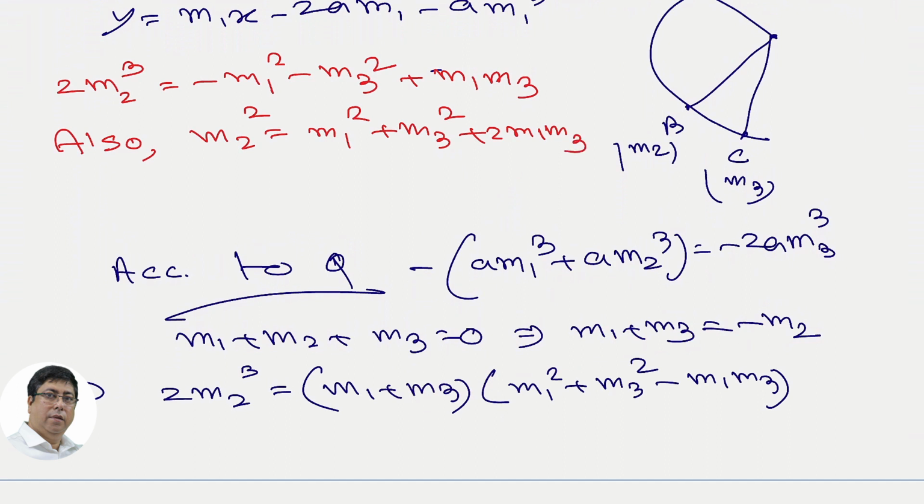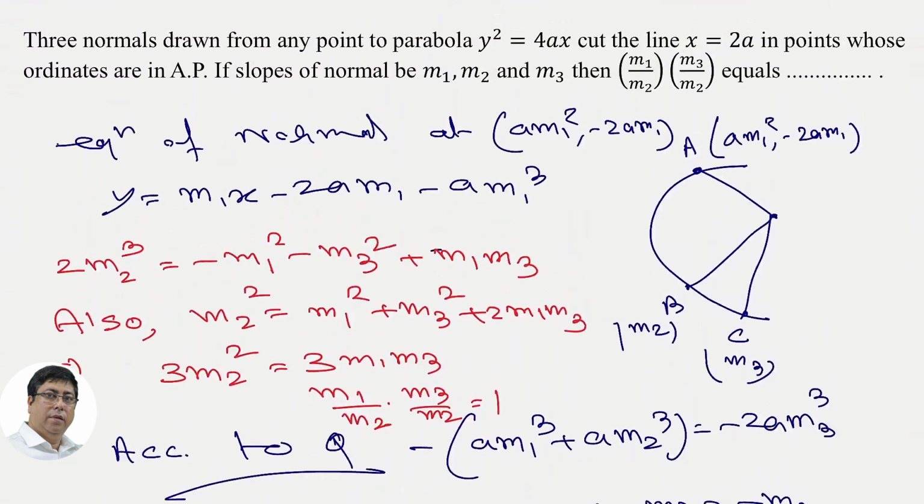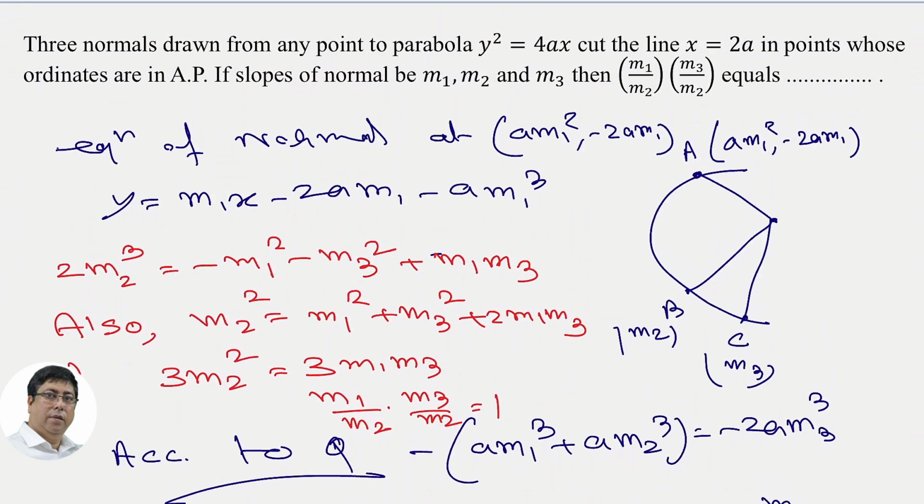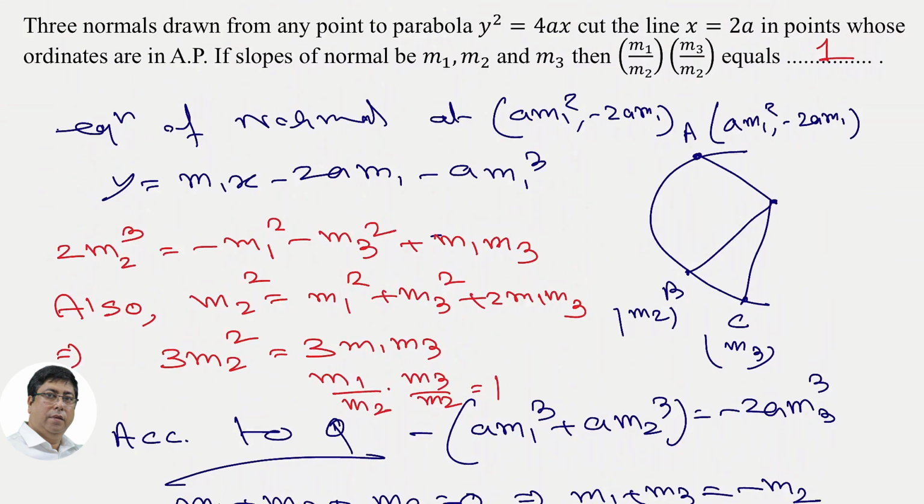and from these two we can say, if we just divide, we are getting 3m2 square equal to 3m1 m3. Therefore the final answer is, if we divide, we are getting m1 by m2 into m3 by m2 equal to 1. So the answer of this question is coming to be 1. Let's go to the next sum.